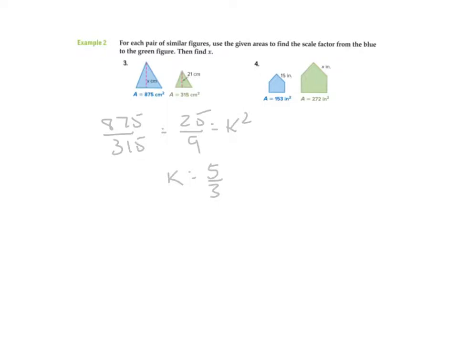Okay, so now we're going to use the ratio and proportion method again. So we've got x over 21 is equal to 5/3. Cross multiply, you get 3x equals 105. And if you divide through by 3, x in this case is 35 centimeters.